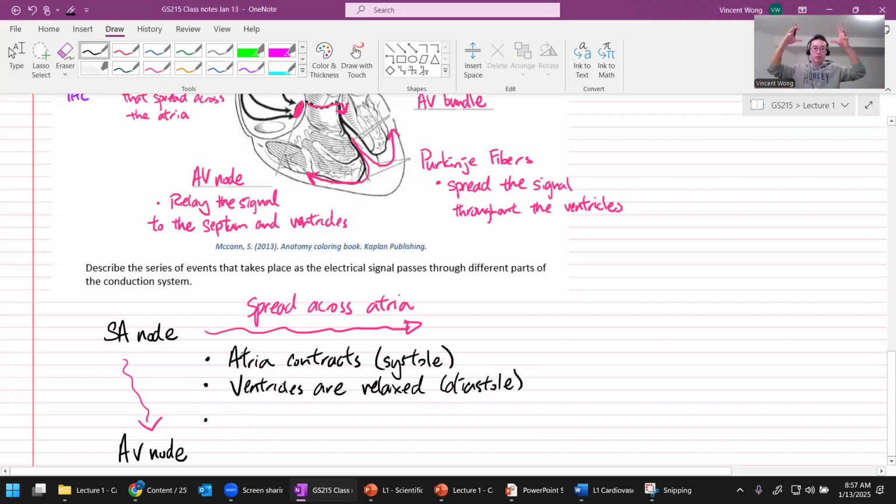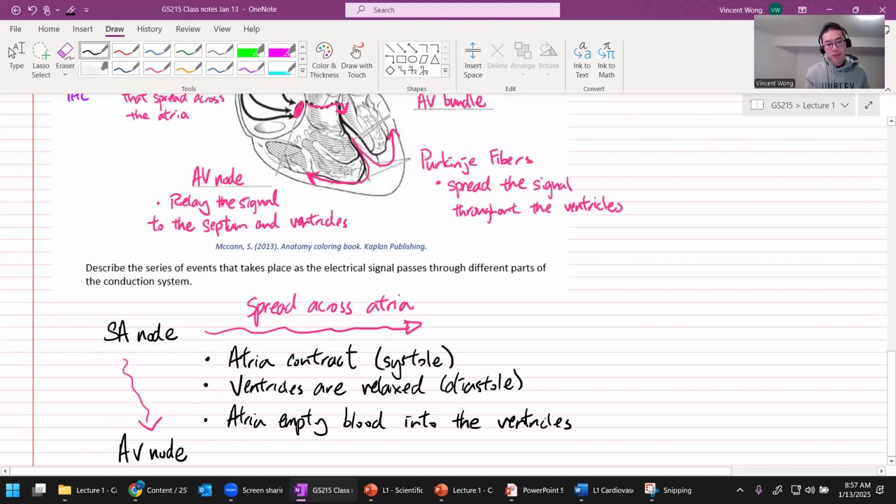So because the atria contract, the blood will empty from the atria down to the ventricles, right? So atria empty blood into the ventricles. And this happens on both sides at the same time.